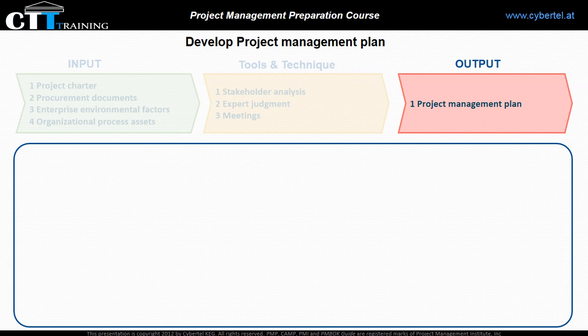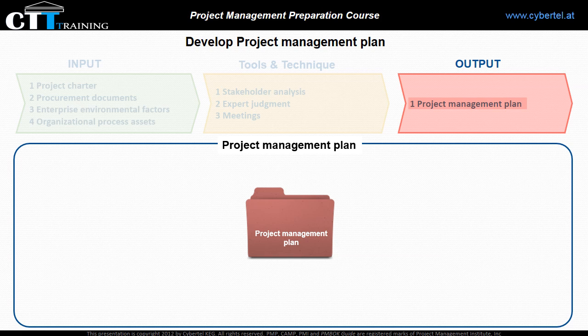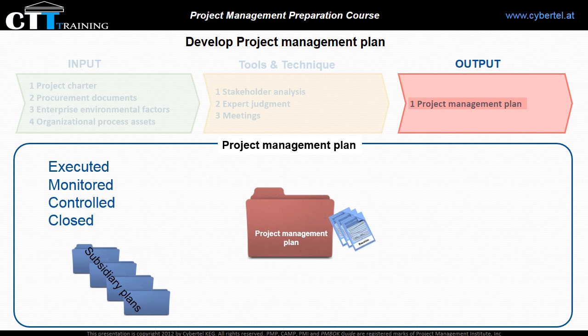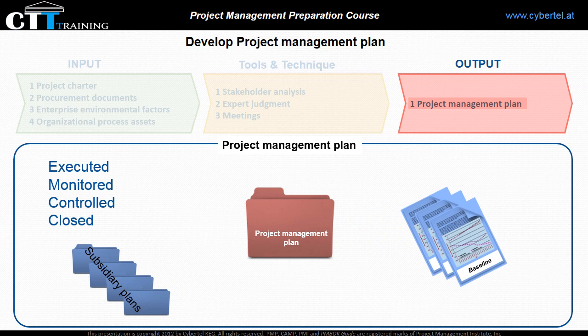Here we come to the output from the developing project management plan process, which is the project management plan. The project management plan describes how the project will be executed, monitored, controlled, and closed. The project management plan includes the subsidiary plans and baselines. But what are the project baselines?